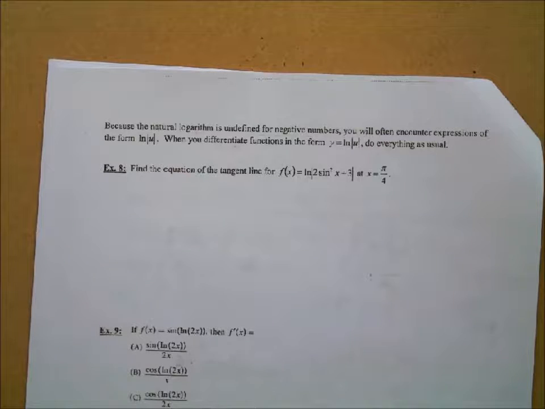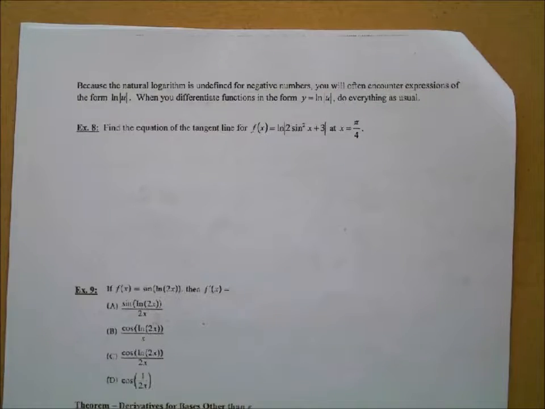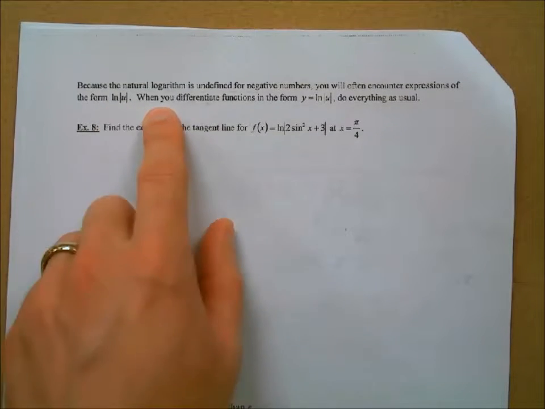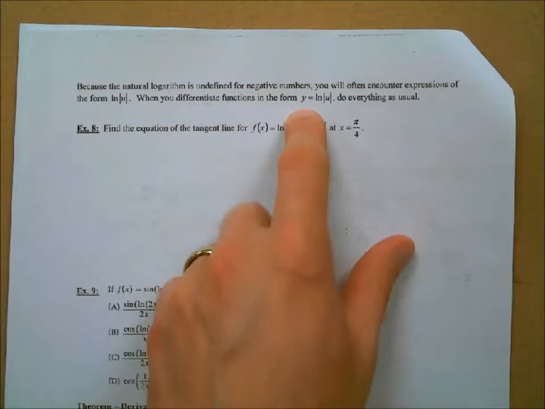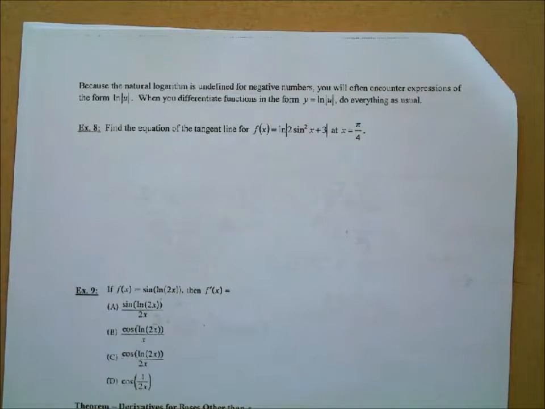So this is kind of what I was talking about here. Because the natural logarithm is undefined for negative numbers, you'll often encounter expressions of the form natural log of the absolute value of u. When you differentiate functions in the form y equals natural log of the absolute value of u, do everything as usual. I'm not going to bother reviewing what we did earlier.